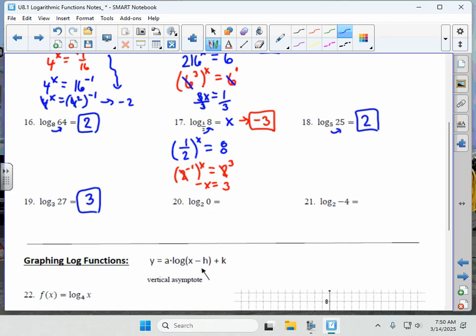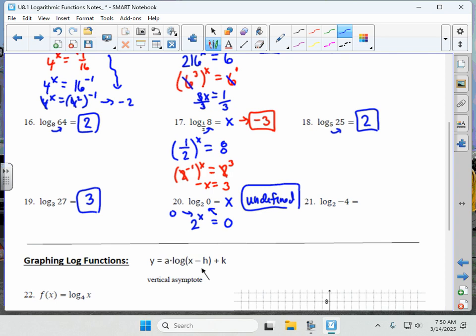Number 20, log base 2 of 0. Again, you're trying to think of 2 to what power would be 0. If we change it to exponential form, just so you can see it, if I put 0 in here, 2 to the 0 is 1. 2 to the 1st is 2, not 0. This number right here is never allowed to be 0, because there's never going to be a number we can find as an exponent to raise a base to get 0. So this is undefined. You can't take the log of 0 in any base.